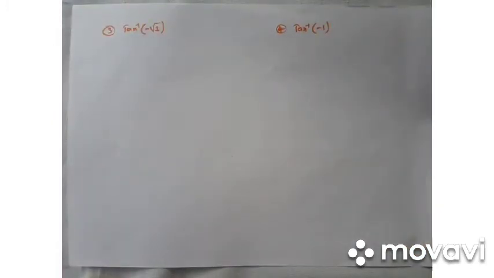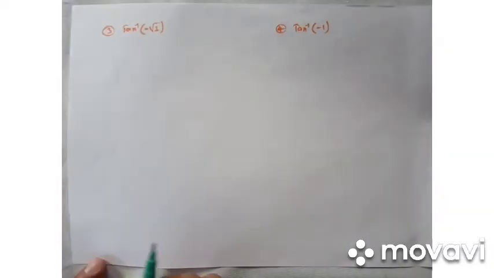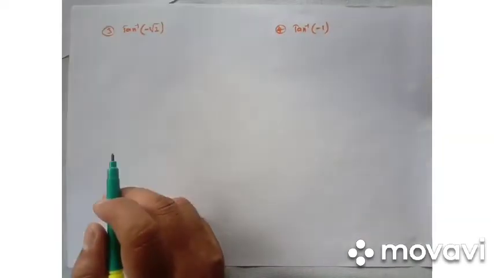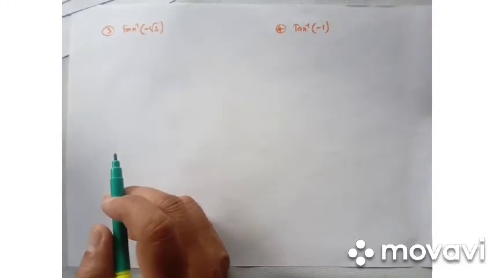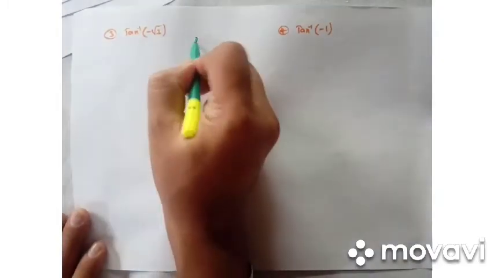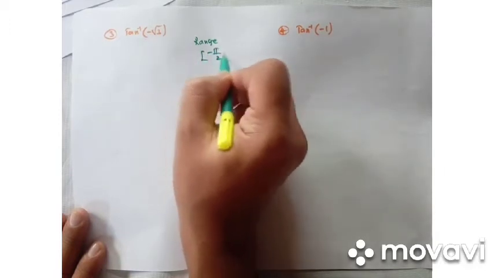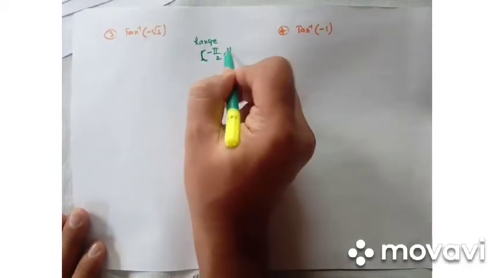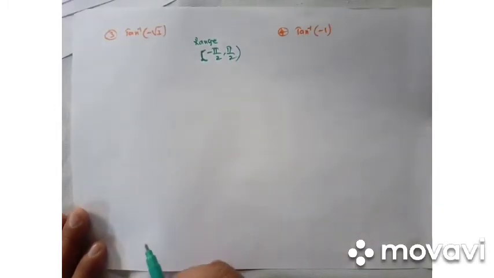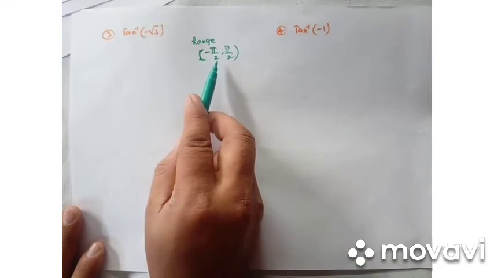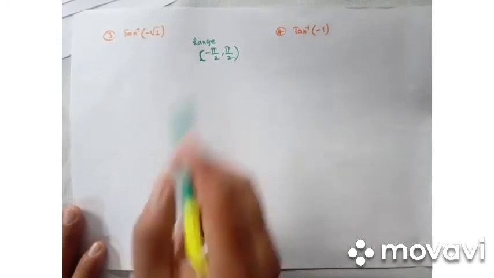Now coming to the third and fourth questions. Now I'm writing the third question. Tan inverse of minus root 3. Tan inverse. So what is the range of tan inverse? It is minus pi by 2 to plus pi by 2. The two both are open. Now what is the value we are going to find out? It should lie in between minus pi by 2 to plus pi by 2.